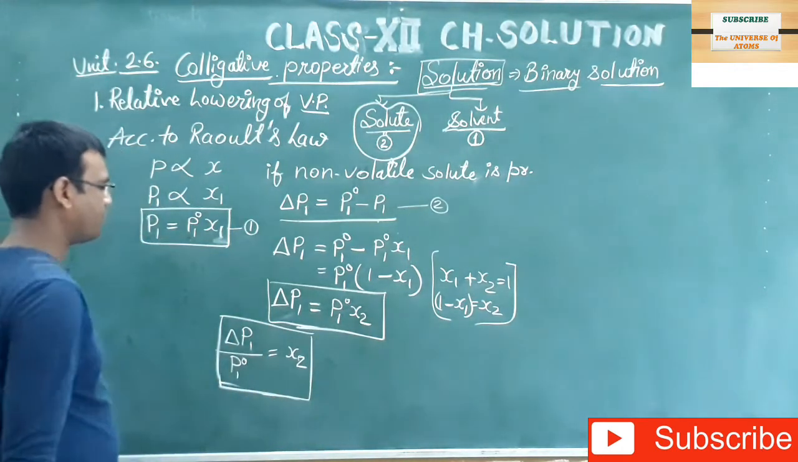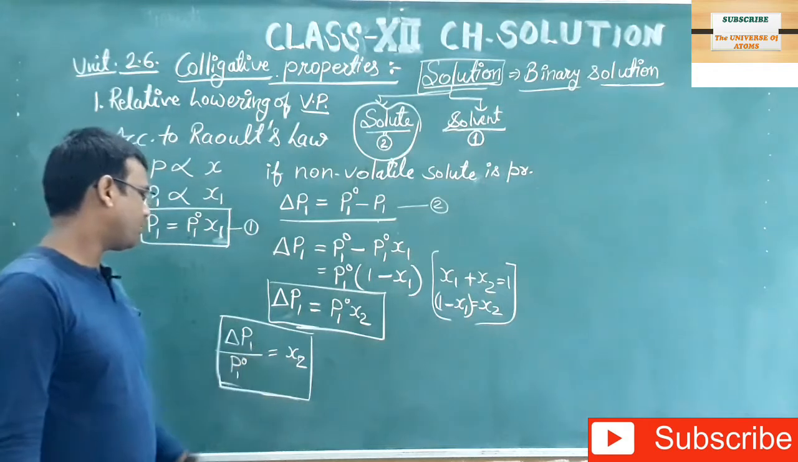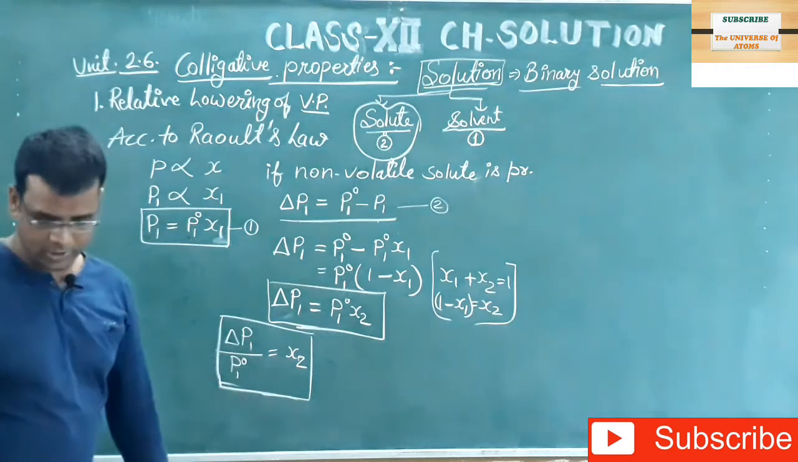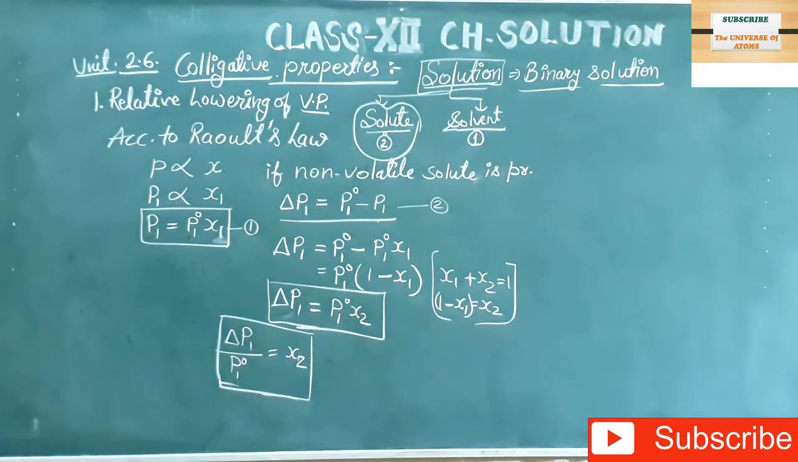This is the expression for relative lowering of vapor pressure. Delta P1 upon P1 naught is equal to x2. What is x2 here? x2 is the mole fraction of the second component, that is, the solute. So from here we can conclude that relative lowering of vapor pressure is equal to the mole fraction of solute. Now what is the unit of relative lowering of VP?